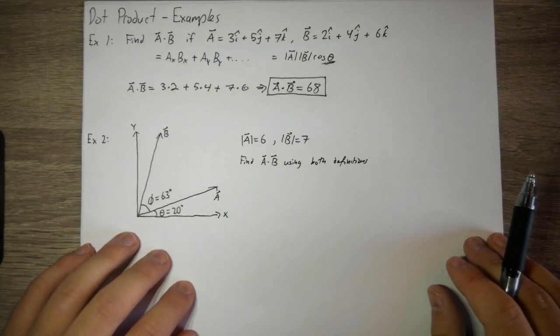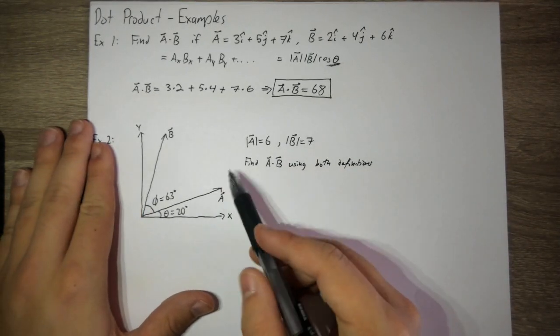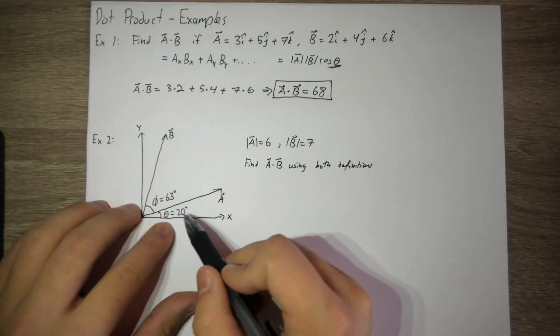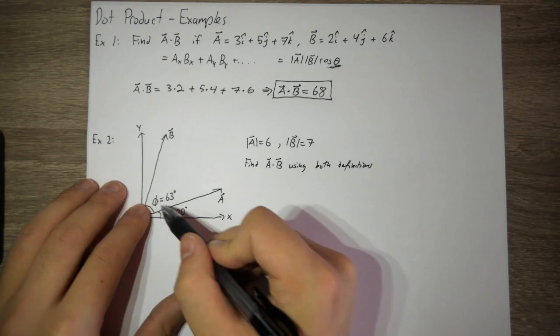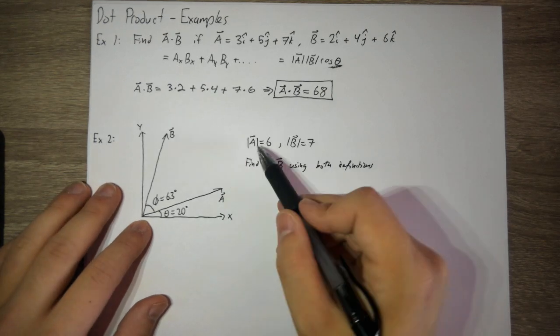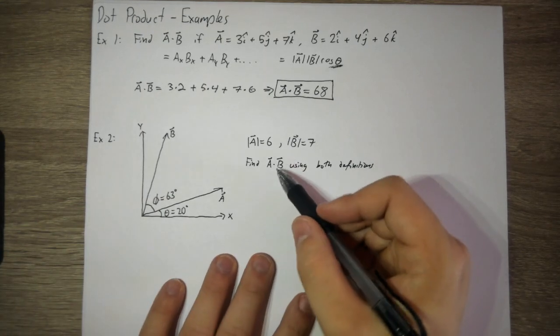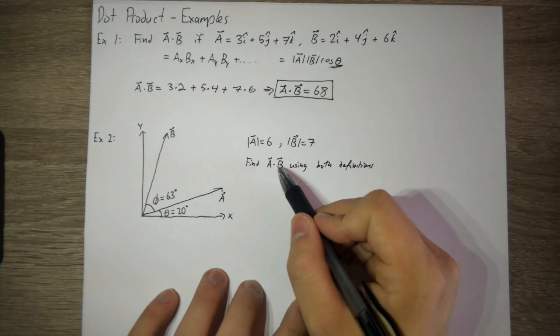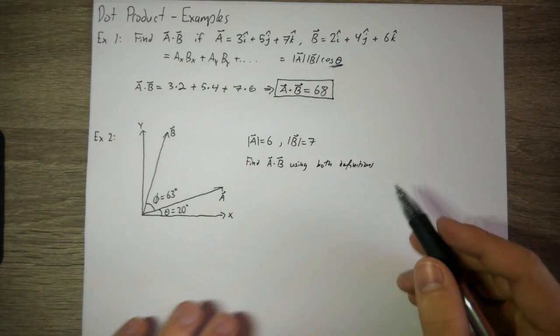Now let's do question 2. I've drawn two vectors out here, A and B, and you've got this angle theta with respect to x, and then the angle phi, which is the angle between the two vectors. We're also given the magnitudes of both vectors, and we're asked to find the dot product using both of these definitions.